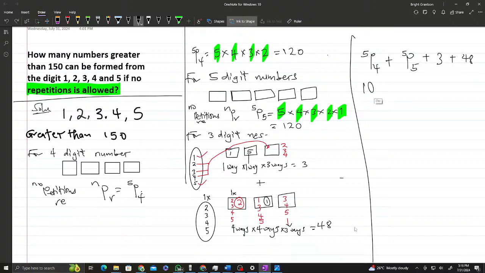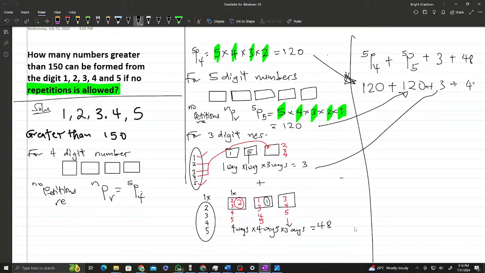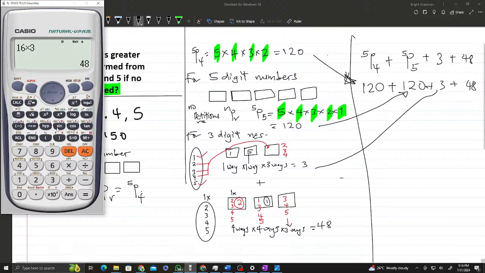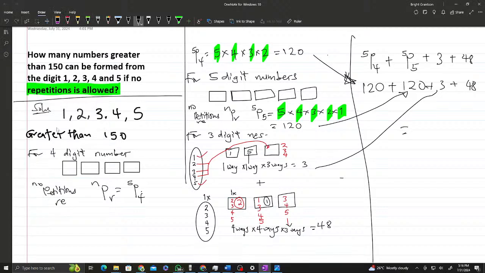What am I writing? 120 plus another 120. This 120 is coming from this direction. Right. And this 120 is here. Plus the 3. Plus the 48. Right. So when we add all of them together, easy job. 120 plus 120 plus 3 plus 48. Now I got 291. So 291 is the solution for this question.